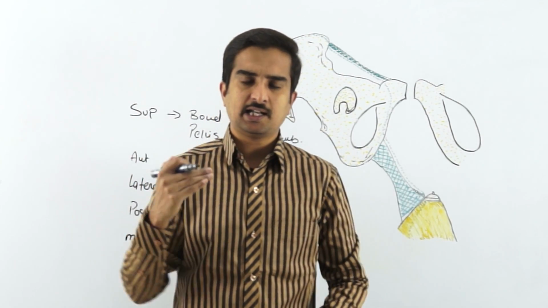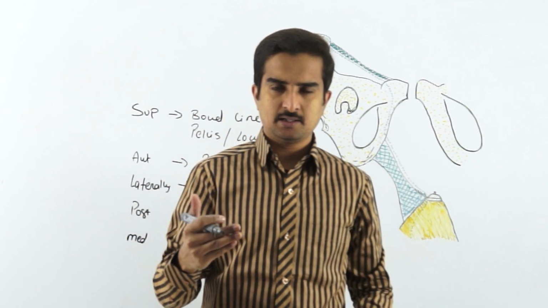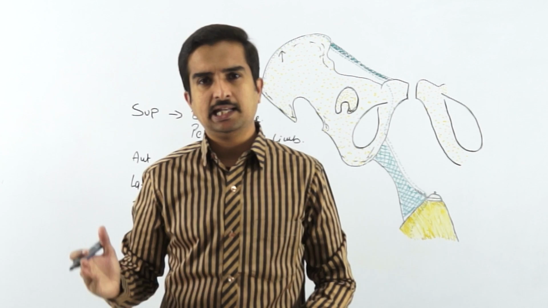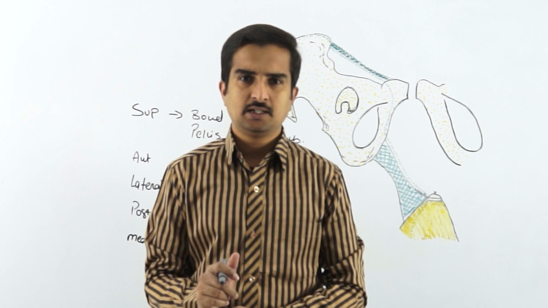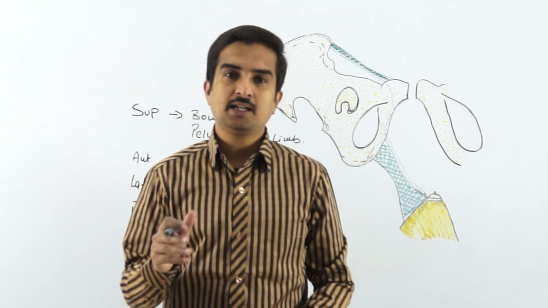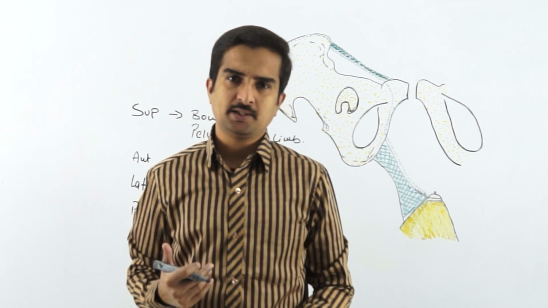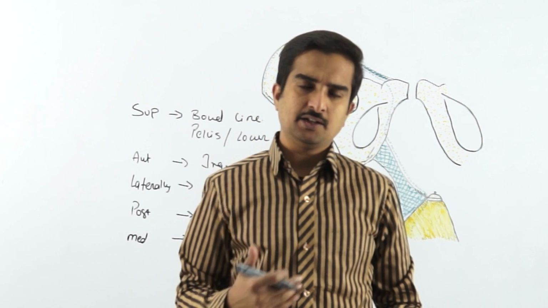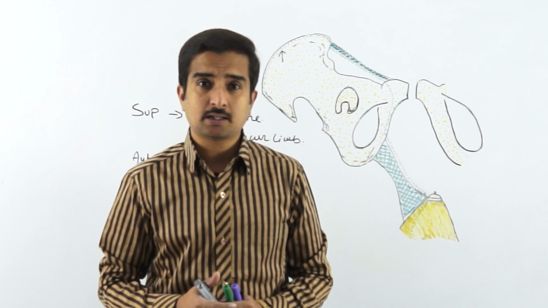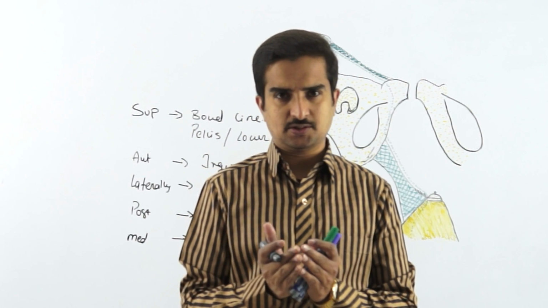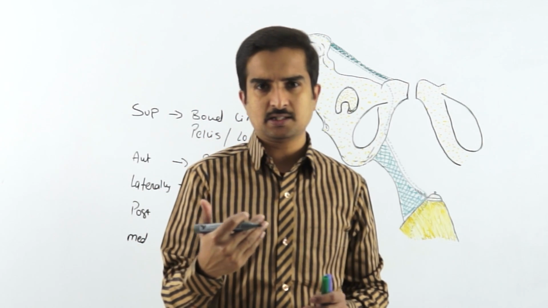So superiorly it is attached to the boundary line between the pelvis and the lower limb, anteriorly to the inguinal ligament, laterally to the line along the iliac crest, posteriorly through the gluteal fascia to the sacrum, coccyx and sacrotuberous ligament, and medially to the pubic arch as well as the pubis. These are the attachments of the fascia lata in all these aspects. Now we have discussed the superior attachments, so let us talk about the inferior attachments.